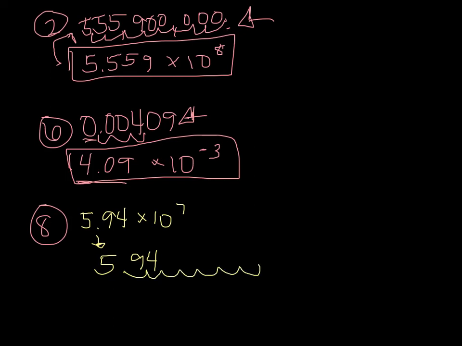Now this is why I said I like to add zeros beforehand, because now I'm like, okay, do I add a 0 where it dips, or do I add a 0 where it comes up? Where it dips is where you add a 0. 1, 2, 3, 4, 5 zeros. Okay, so this answer should be 5, 9, 4 with 1, 2, 3, 4, 5 zeros.